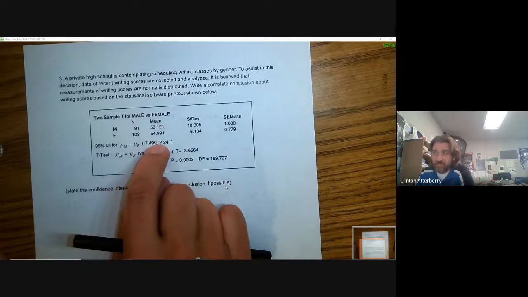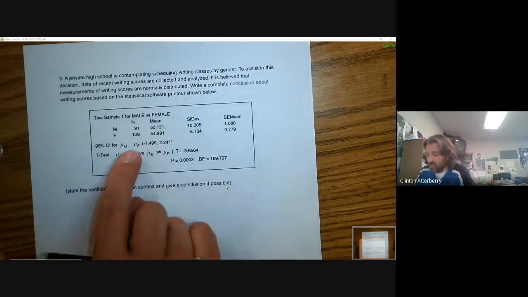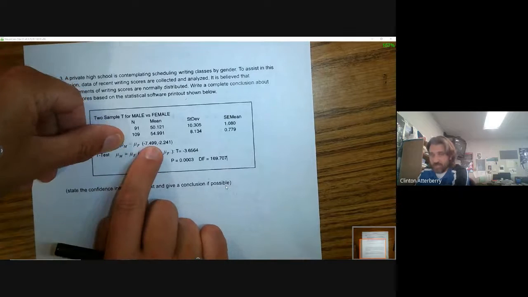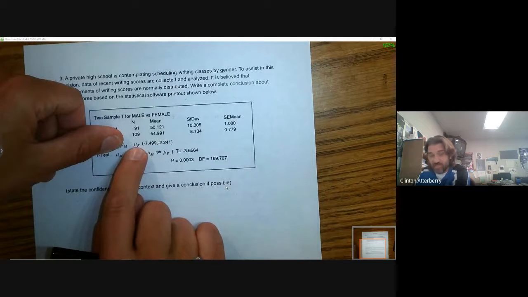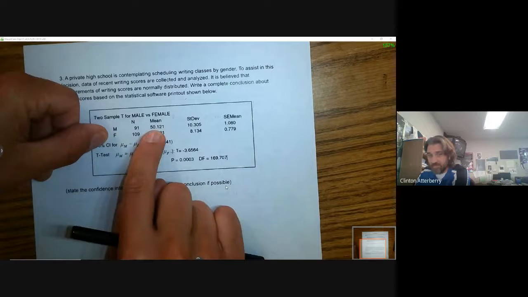Okay, the interval is negative for both cases, meaning it's going to lean towards the right side because we're subtracting average male minus average female, and our results are negative. Negative means the second number here is a bigger number. The female average is bigger than the male average.